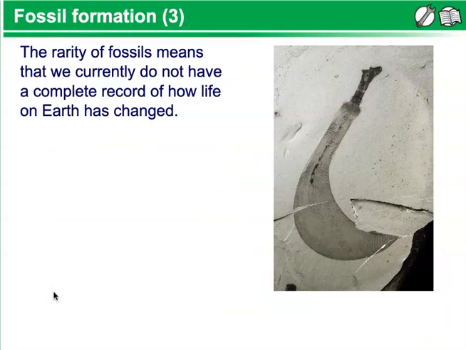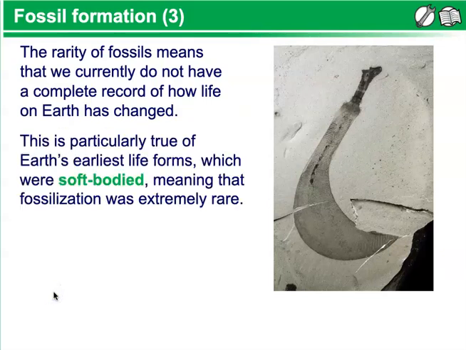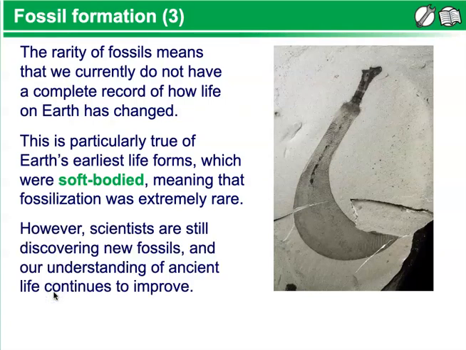The rarity of fossils means that we currently do not have a complete record of how life on Earth has changed. This is particularly true of Earth's earliest life forms, which were soft-bodied, meaning that fossilization was extremely rare. However, scientists are still discovering new fossils, and our understanding of ancient life continues to improve.